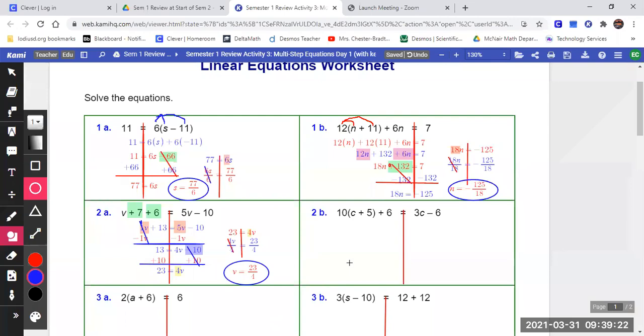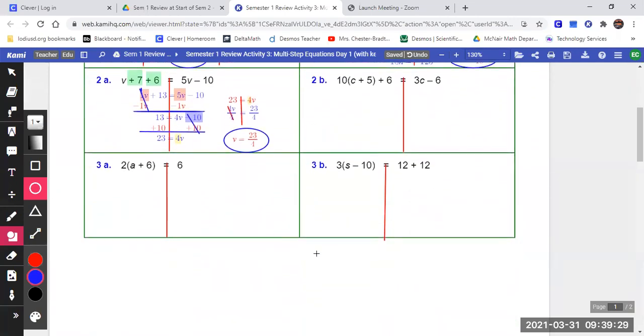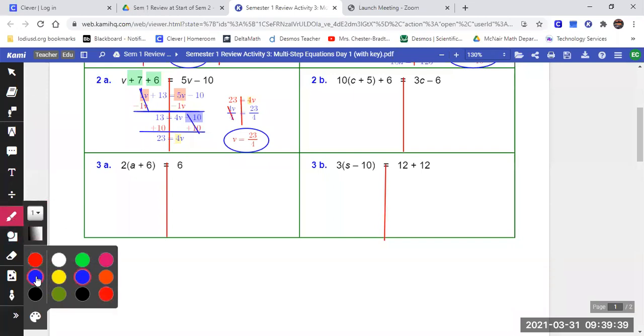Okay. You tell me, what's my first step for this one? What's my first step for 2b? Because I see a parentheses.